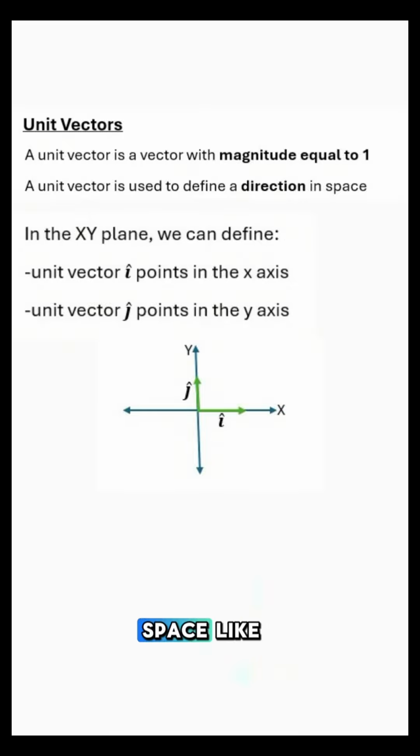So in 2D space, like the one shown below with the x and y axis, there are typically two unit vectors that you see: i, which points in the x-axis, and j, which points in the y-axis.